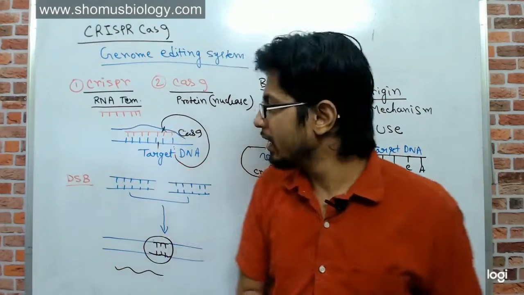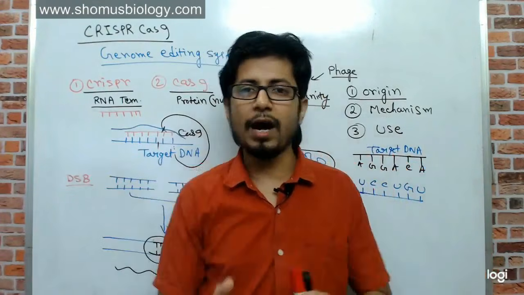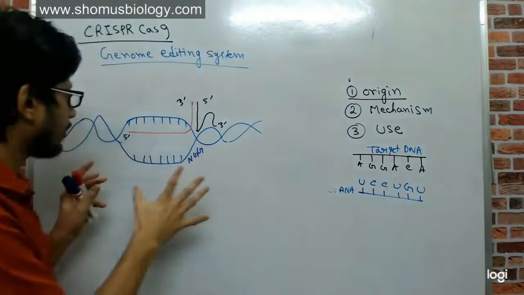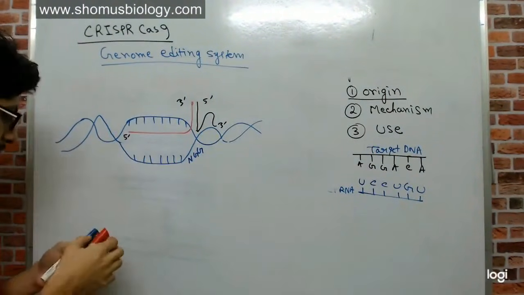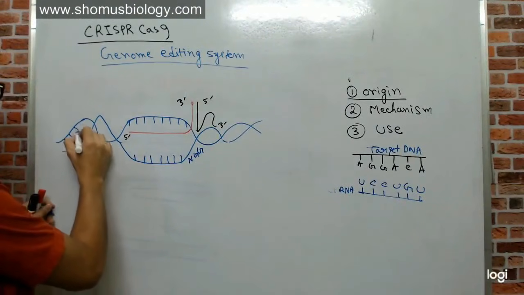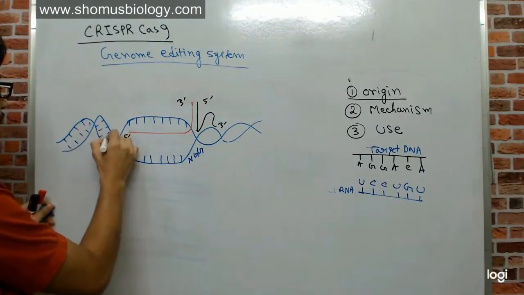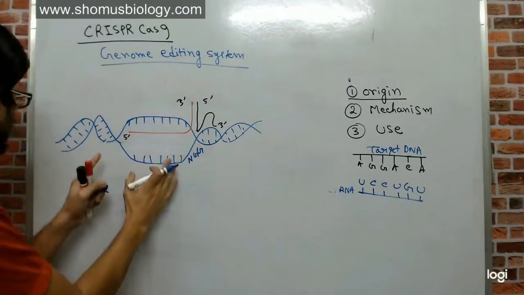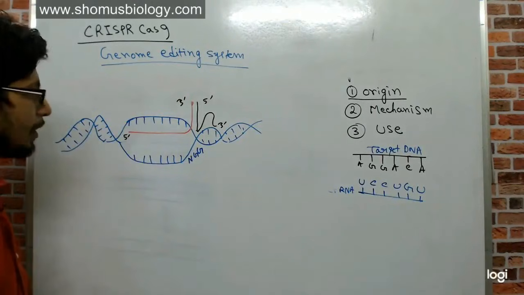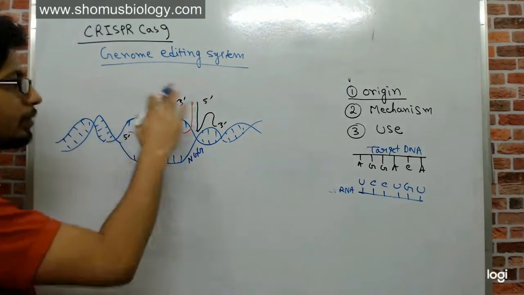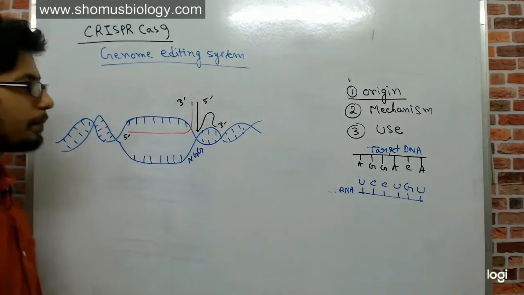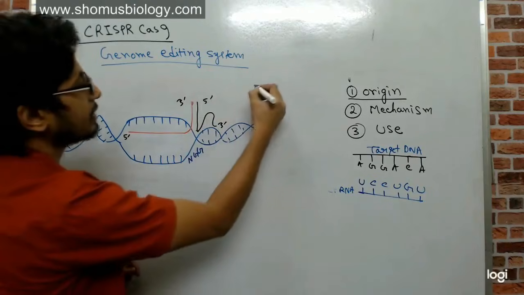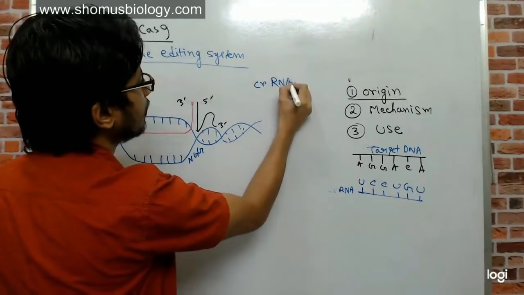This is the idea. Now let's talk about the mechanism of how exactly CRISPR-Cas9 works. This is what I drew regarding the mechanism. This is the target DNA that we are looking at, and this is the region where we want to cleave it. To cleave a target DNA, we need to have a CRISPR RNA. The CRISPR RNA is denoted with cRNA.